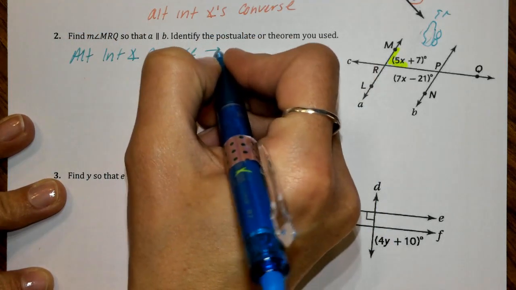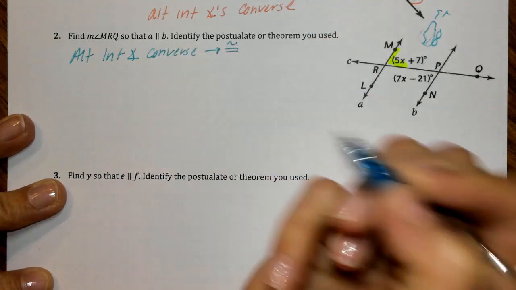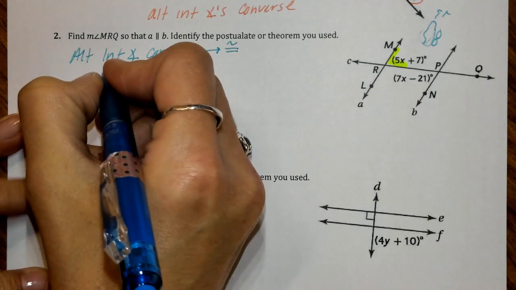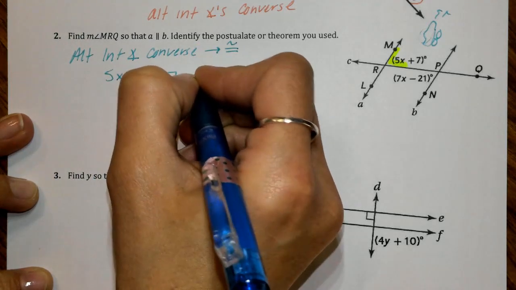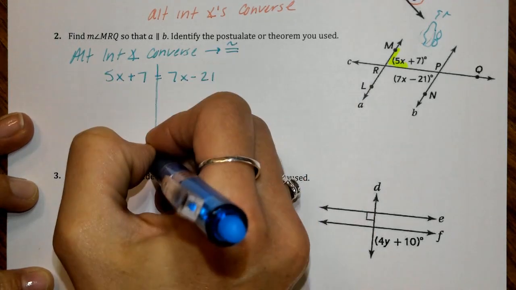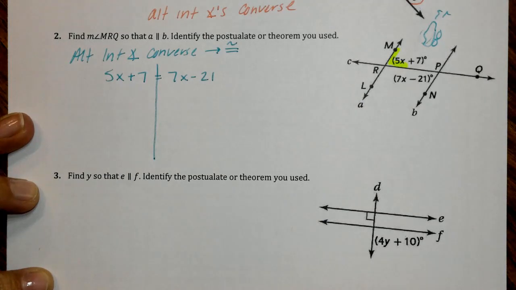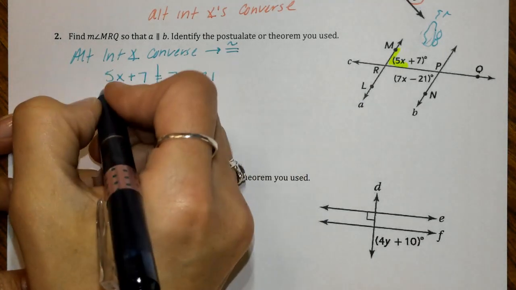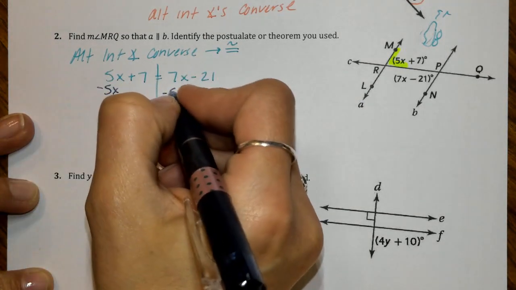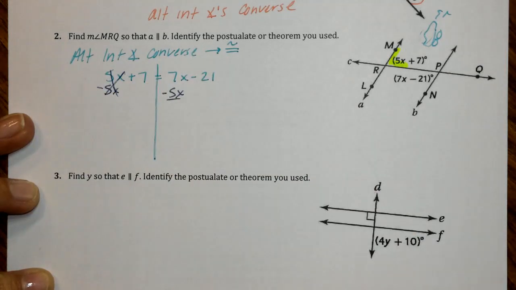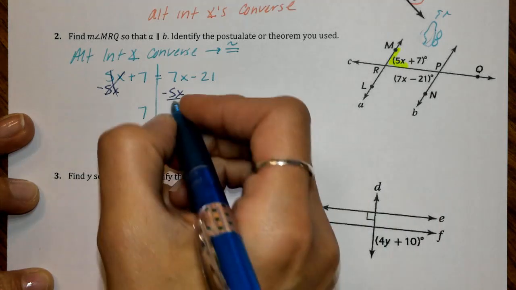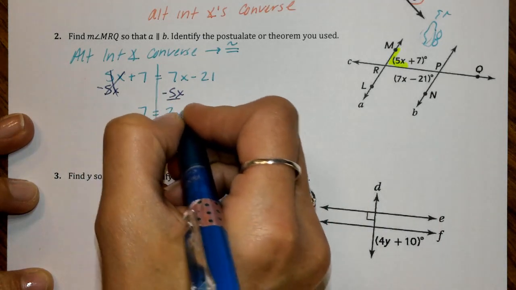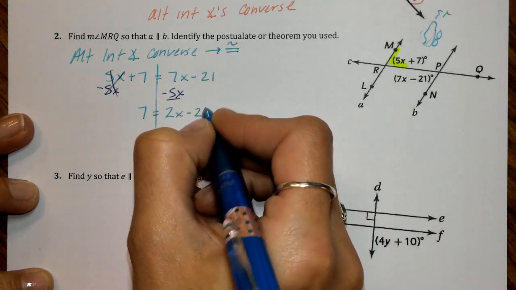We know that alternate interior angles are congruent, so we will set these equal to each other. So we have 5x + 7 = 7x - 21. Okay, it's been a while since I've done a video walking through. I'm going to move my smaller variable first, by subtracting. Bring down the 7. We have 7x. We took 5x away, so we only have 2x left. And then bring down 21.